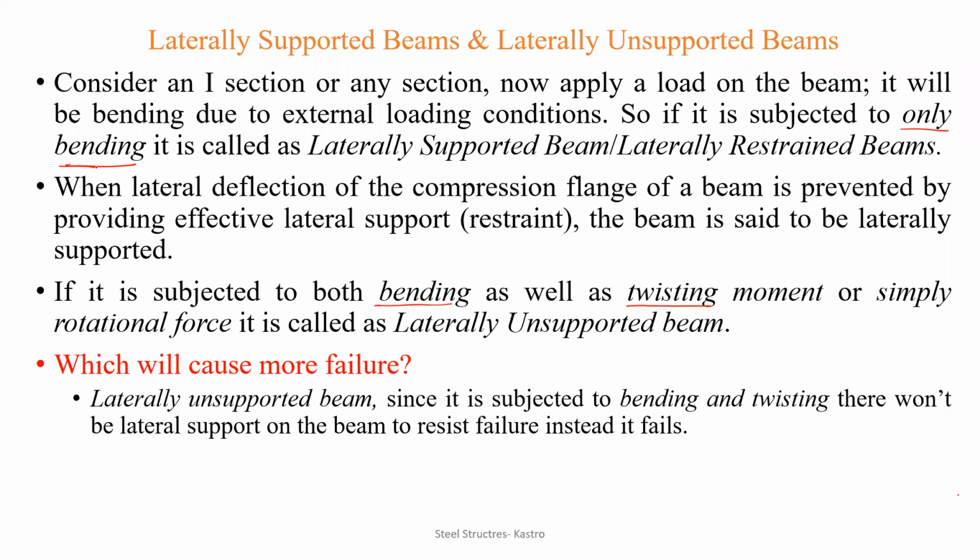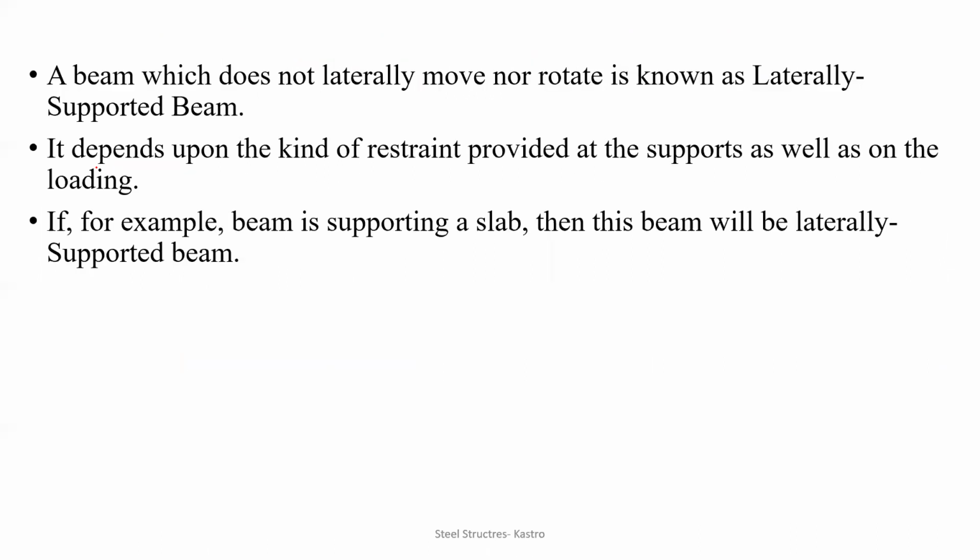And here you can also define laterally supported and unsupported beams in a different way. I'll show you the difference. Here you can see a beam which does not laterally move nor rotate. That is exactly what it says. It says you have only bending in the member. A laterally supported beam will not move at all, and it doesn't have any kind of rotation also. It will have only the deflection due to bending. A beam which does not laterally move nor rotate is called a laterally supported beam.